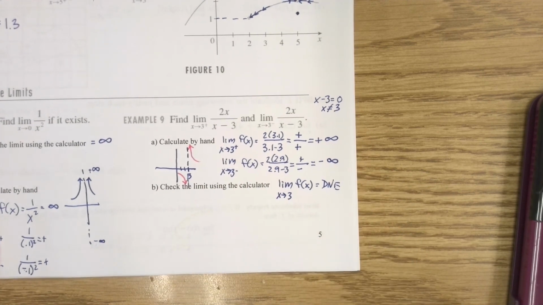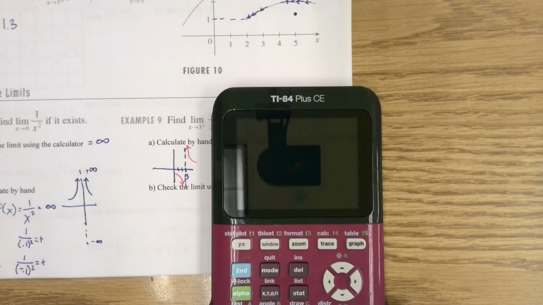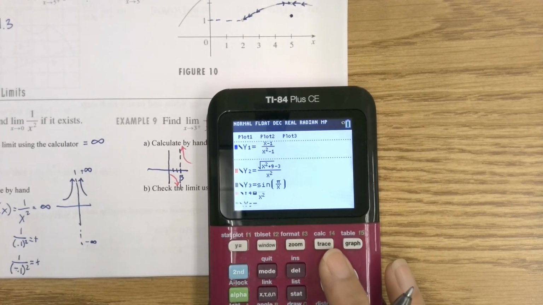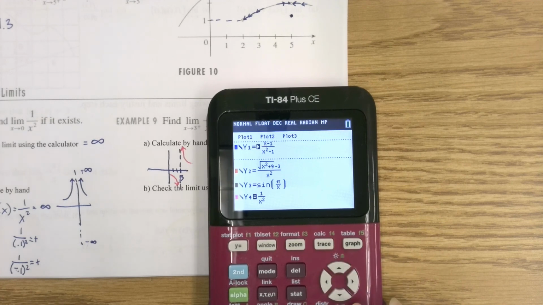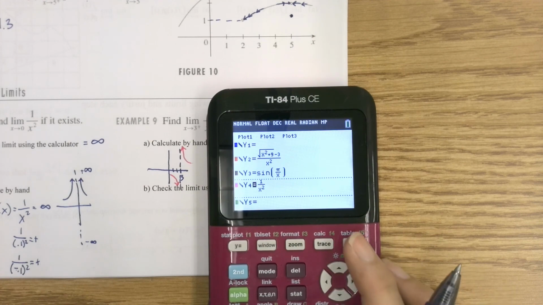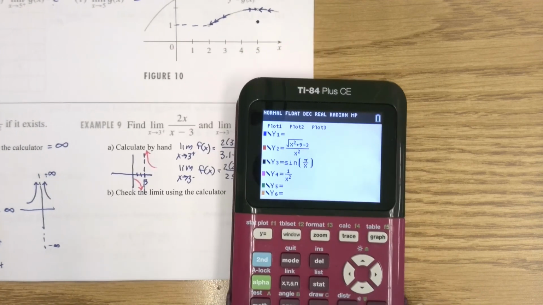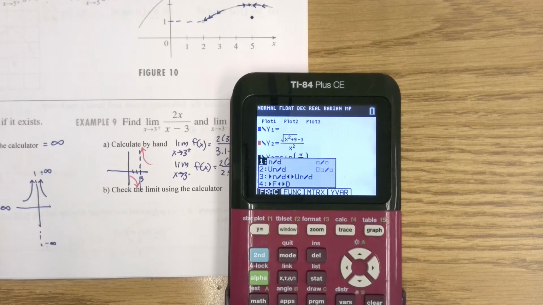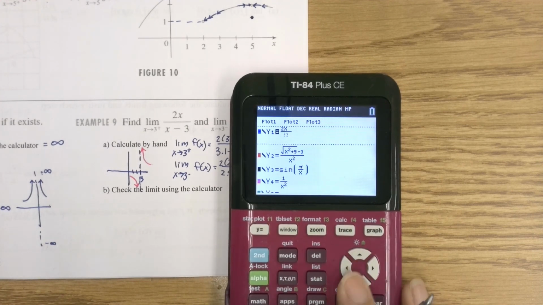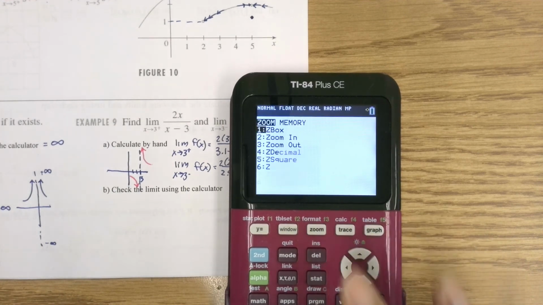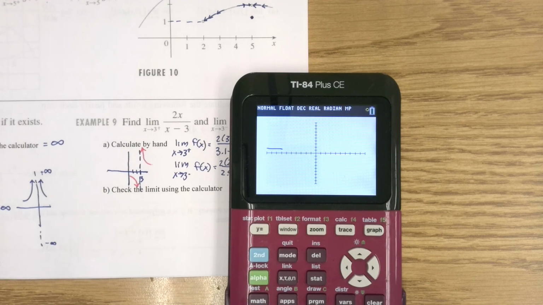And then we can check this limit using the calculator. So we've got, actually I'm going to clear out this top one. And let's get rid of this one here. Okay, so we are going to be graphing. I'm going to use that alpha y equals to get a nice little fraction in here. 2x over x minus 3. Whoops. And we are going to go back to a standard window, so zoom 6.